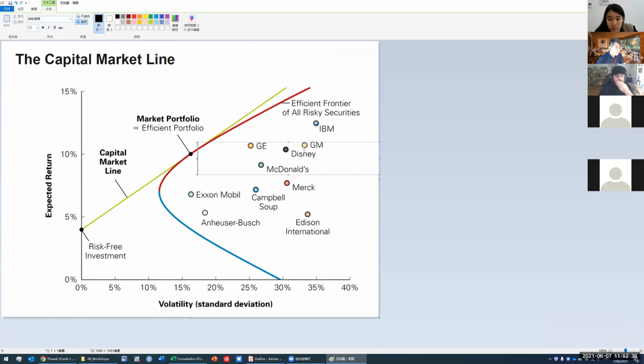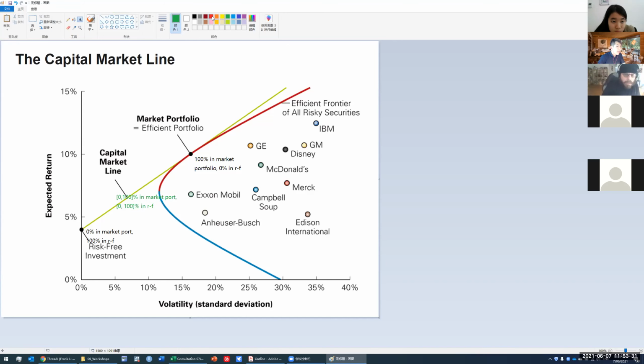So let me tell you, at this point over here, it's 100% in market portfolio, 0% in risk-free. And at this point, it's 0% in market portfolio and 100% in risk-free. So along this section of the line, it is between 0 and 100% in market portfolio, and between 0 and 100% in risk-free. So that's what's on this section of the line.